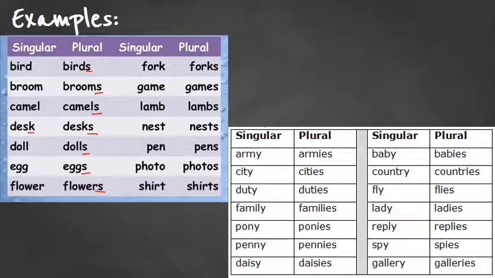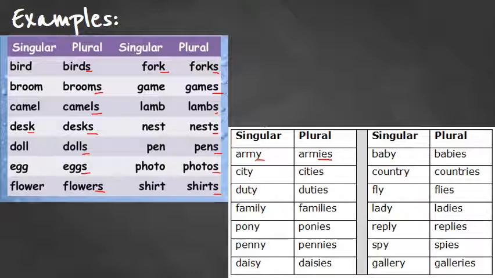Let's take the other column. Fork, forks. Game, games. Lamb, lambs. Nest, nests. Pen, pens. Photo, photos. Shirt, shirts. If you notice, in the first picture, the singular nouns, when they are changed to plural, took only s. Let's take the second example. Army, armies. You might say here, teacher, we didn't just add s, we added something called ies.